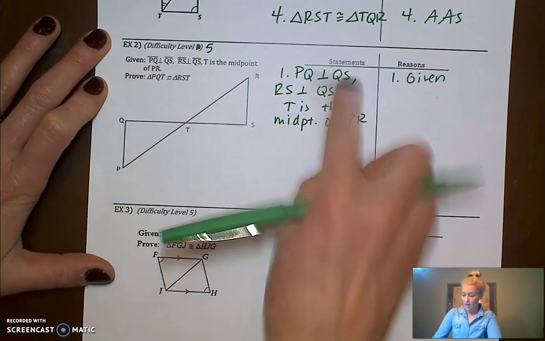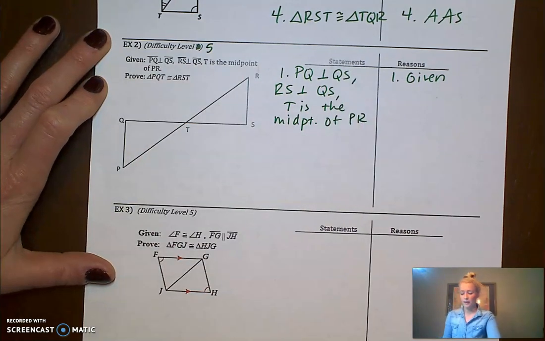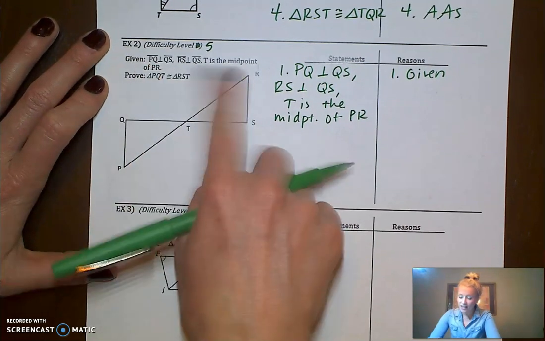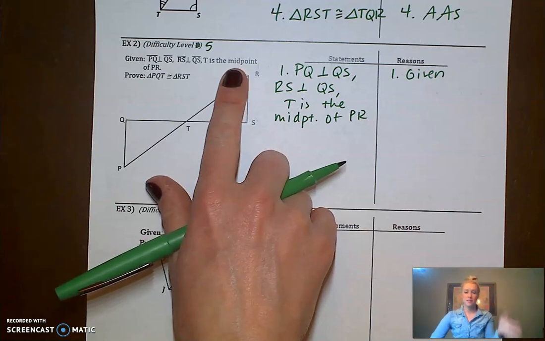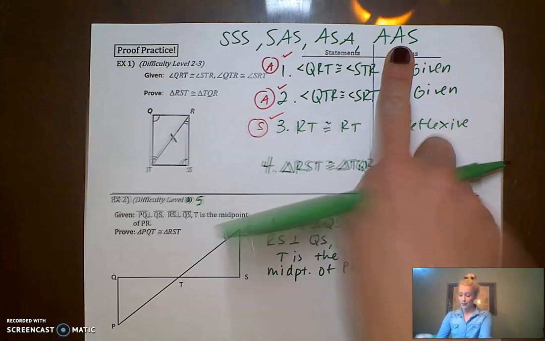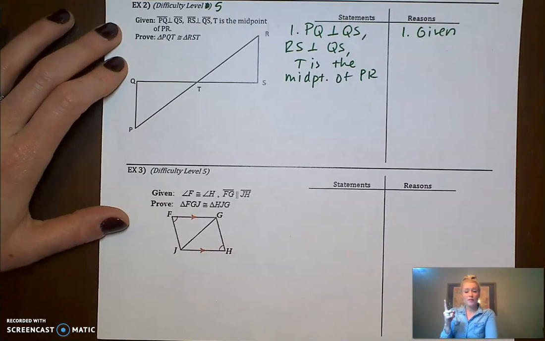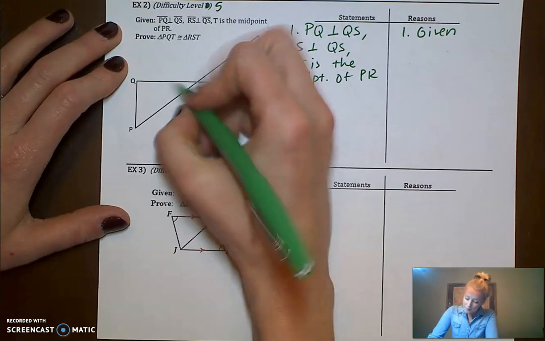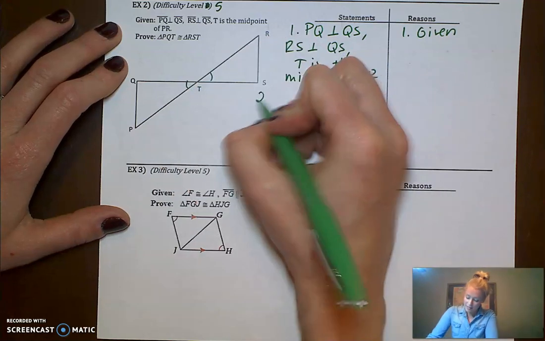Okay, so I just recopied the given, statement 1. Now, nothing in the given says this is congruent to this. So I have to come up with all 3 parts on my own. I look for vertical angles and the reflexive property.